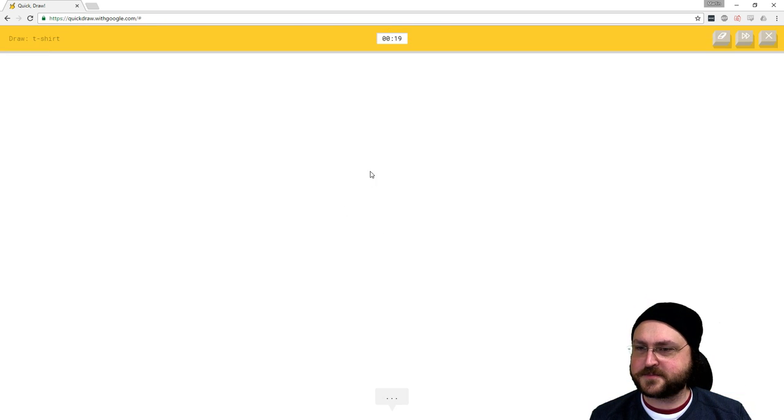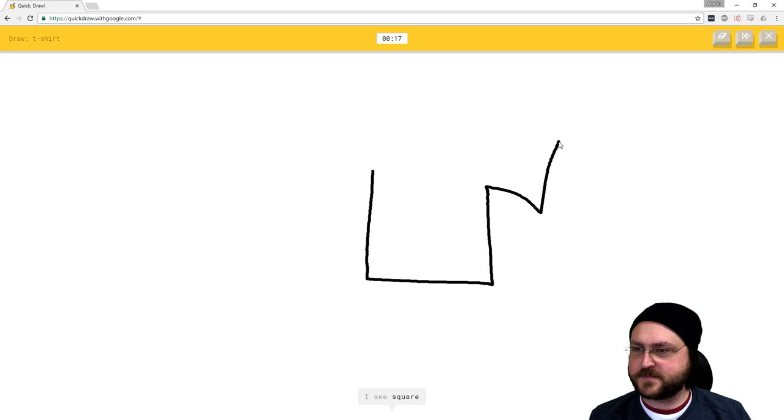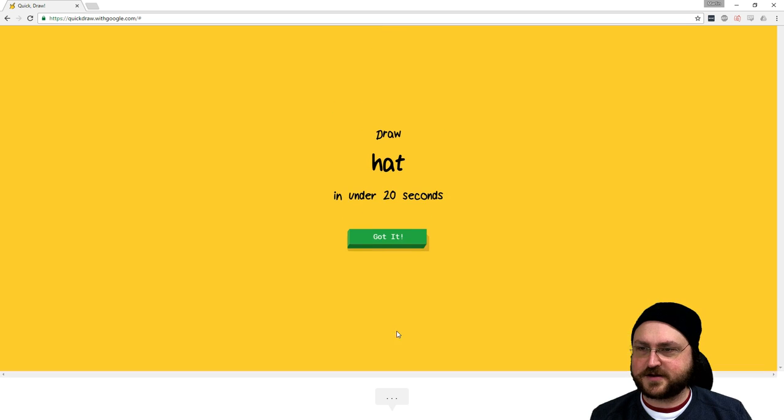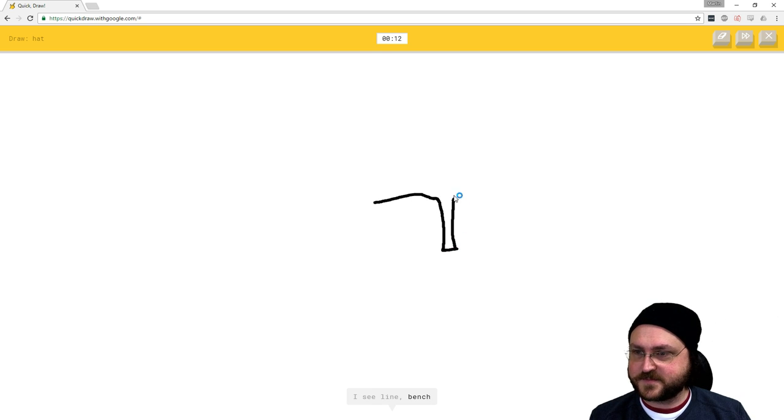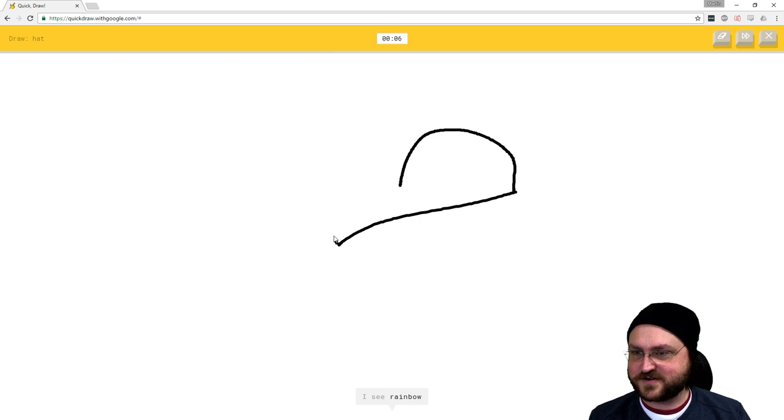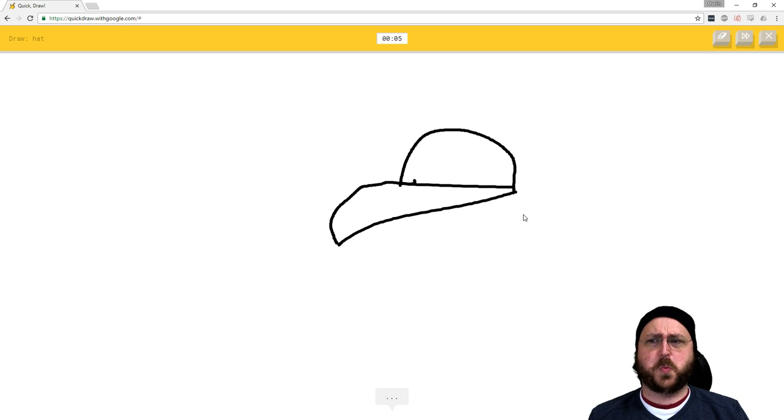Screw you. Let me draw. I see square. Or anvil. Oh, I know. It's t-shirt. You're goddamn right. I'm wearing a hat. Let's draw like a deer hunter cap. Or bench. Or door. All right, that's no good. Baseball cap, then. That's probably what most people draw. Oh, I know. It's hat.